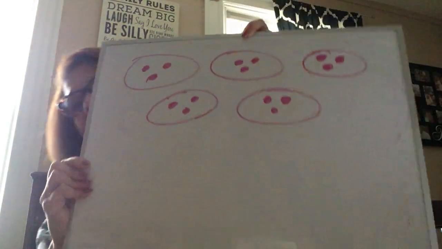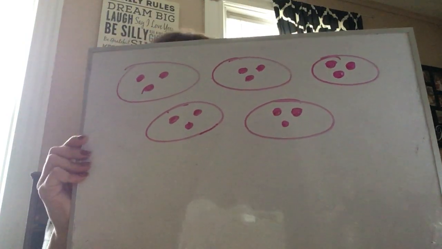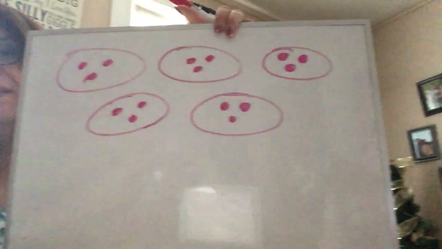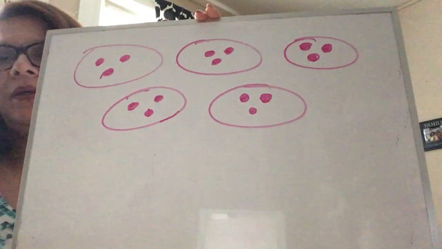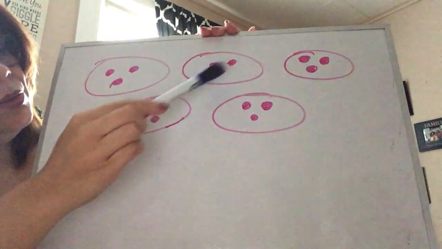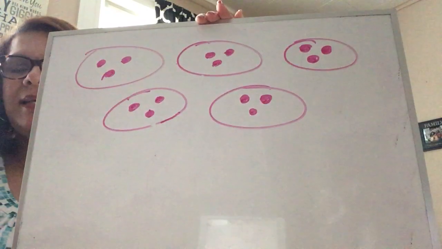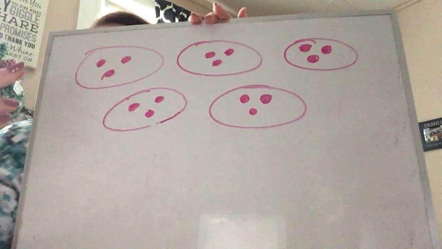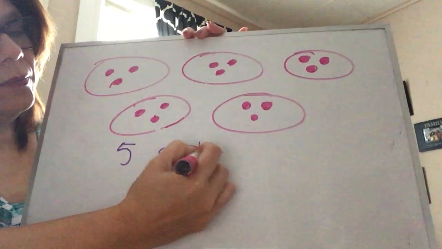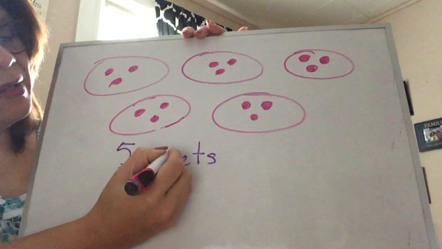Okay, so let's work on some multiplication. Here we have three groups, and for multiplication, we're going to call them sets. Okay, I'm going to move mine. There we go. So we have how many sets? Let's count them. 1, 2, 3, 4, 5. We have 5 sets. Let me write that down. I'm going to fix my S. My S looks a little funny.